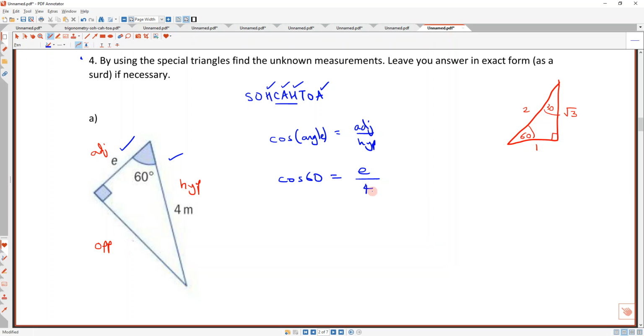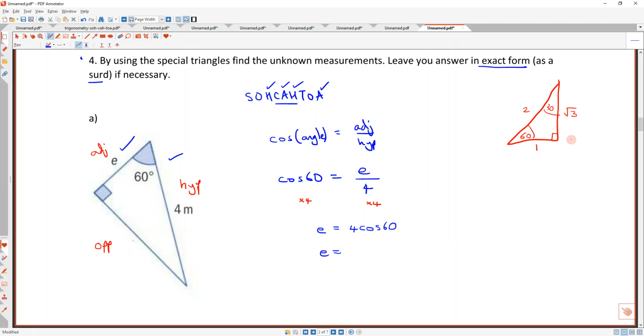Now, if I wanted to work out what E is, the 4 is on the bottom, so in order to get rid of the 4 on that side, I have to multiply both sides by 4. So I'm just going to switch these around, so I'm going to have E equals 4 multiplied by cos 60. The thing is, I don't want to leave it like this, and I don't want to put this into the calculator because I have to leave it in exact form, as a surd.